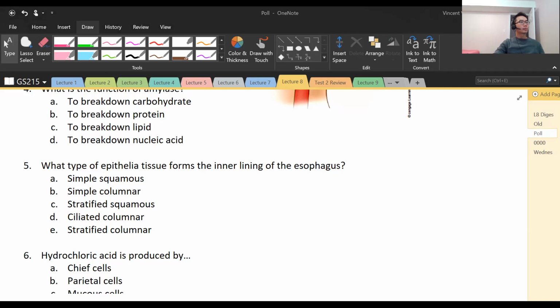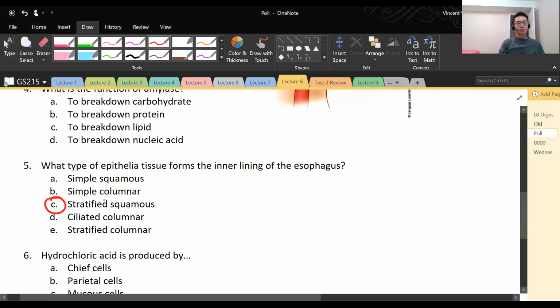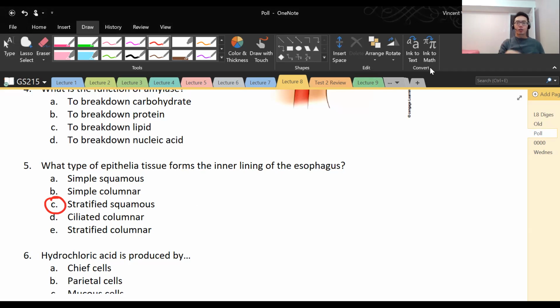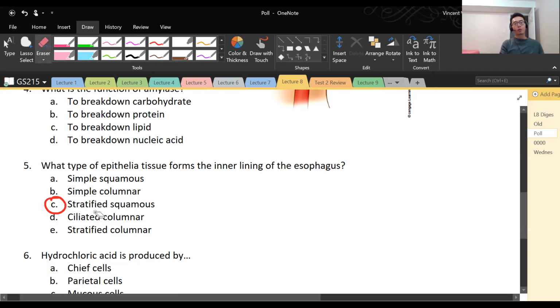Okay, anyone else? Yep. Again, most of you got it right. The correct answer is the stratified squamous, because there's a lot of physical abrasion that the esophagus is going to experience. Like when you swallow food, there's a lot of rubbing against the interior. We swallow hot food, cold food, acidic food, and a lot of chemical abrasion as well. So to protect the esophagus, we need to have stratified, which means multiple layers of flat cells. This is the most ideal type of epithelial tissue that will protect against wear and tear.